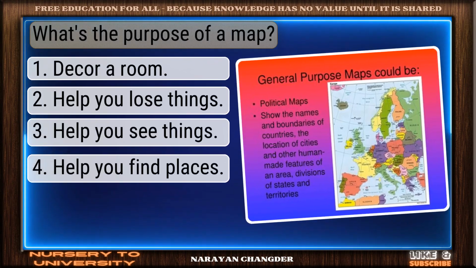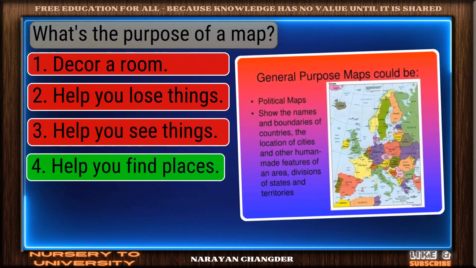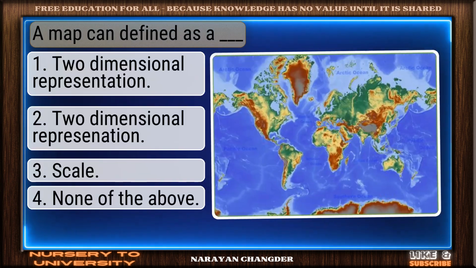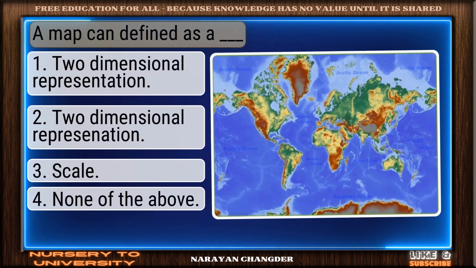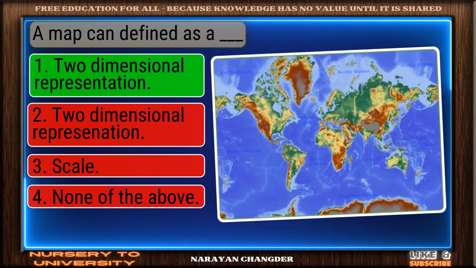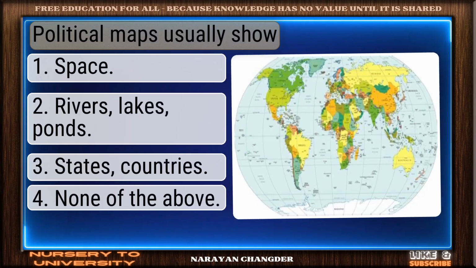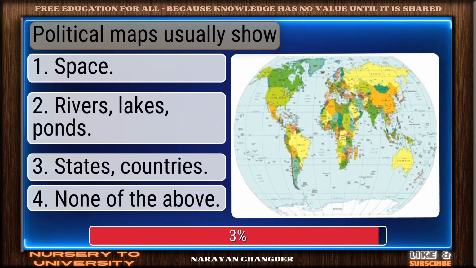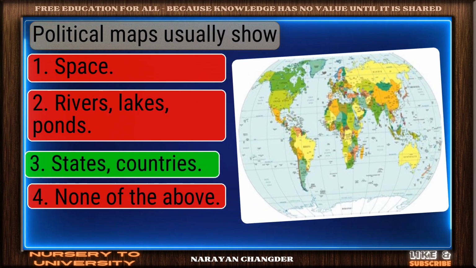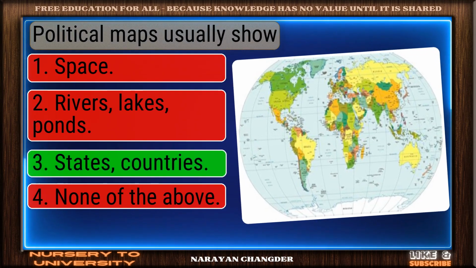What's the purpose of a map? Solid response. Help you find places is a valid choice. A map can be defined as a dash. You got it. Your choice, two-dimensional representation, is right. Political maps usually show. Exactly. States, countries make sense, and it is the right choice.